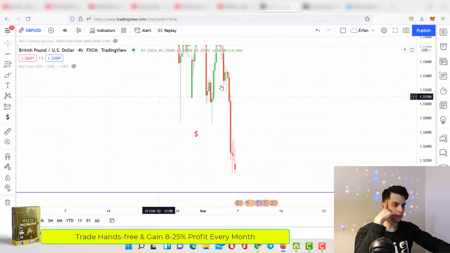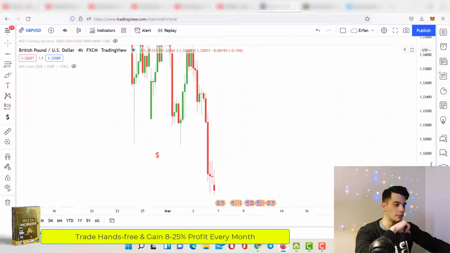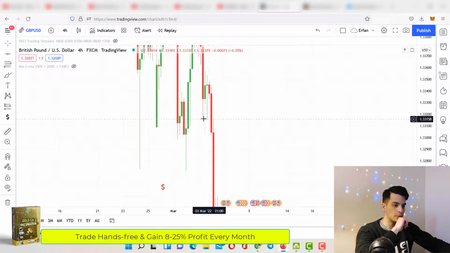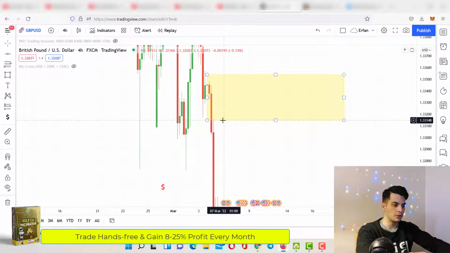So what I personally do, since we don't have any high probability order block around this area, because even this one is not a high probability order block, because this candle literally has a shadow that already tapped into this block here. So if you can see this, it's already tapped into. So this is not a high probability order block.